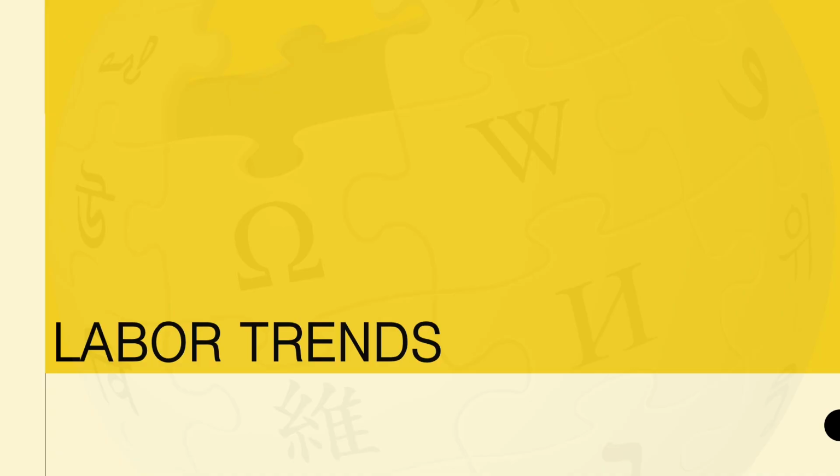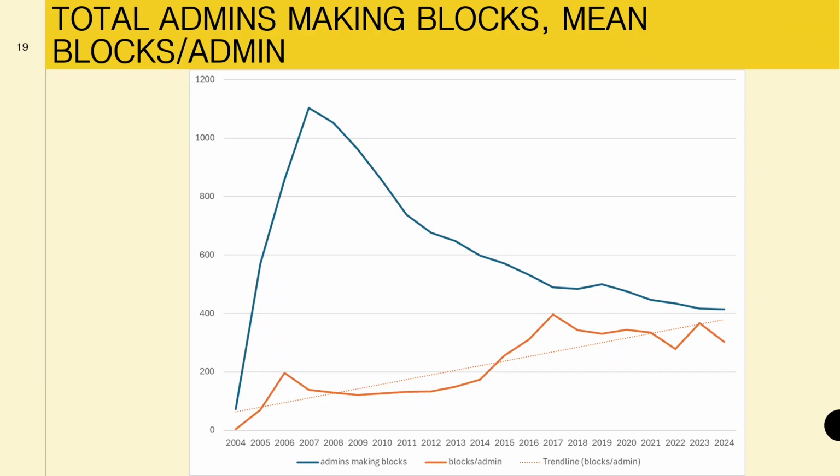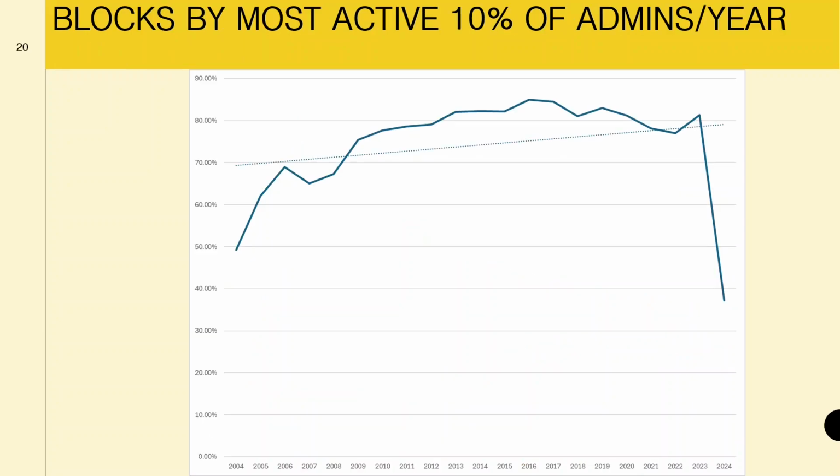And then just to put some numbers behind some of the labor trends, here are the total number of admins making blocks per year, steadily declining, and then the mean number of blocks per admin, which has been largely increasing. If you look at the top 10% of active admins per year, they do an awful lot of the work, hovering most of the time around 80% of all blocks. If you see that drop off at the right, that is the material scientist effect. One of our great admins who is extremely active and is still active, but somewhat less active, you can see that precipitous decline just based on that one person.